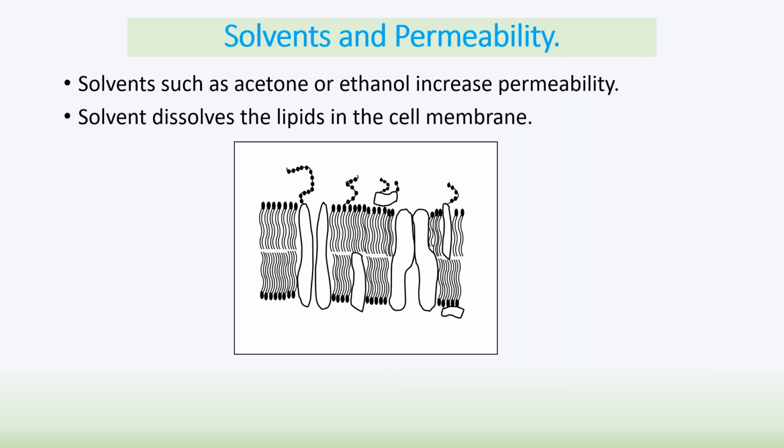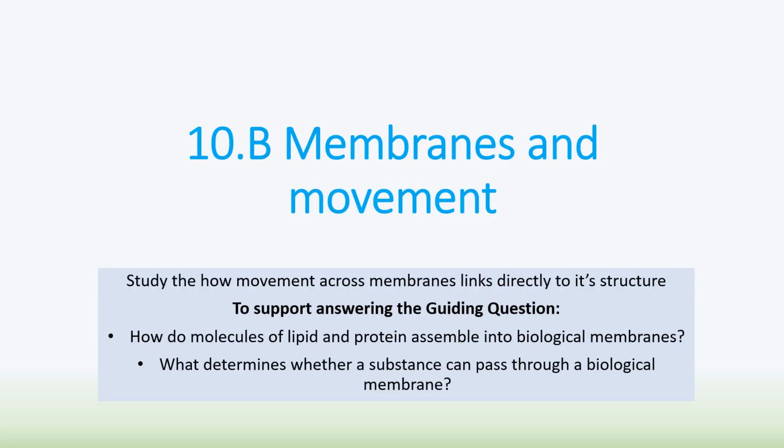Now, another thing that can disrupt a membrane is the use of solvents such as acetone or ethanol, which can damage or dissolve the lipids. So lipids will dissolve in ethanol, for example, and therefore that would cause the dissolving of the cell membrane.